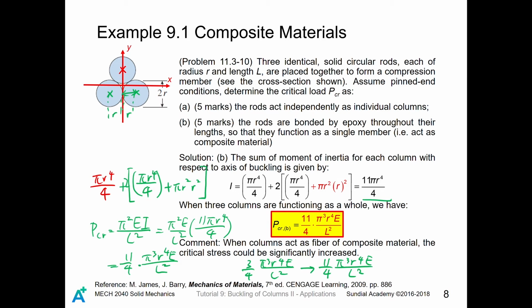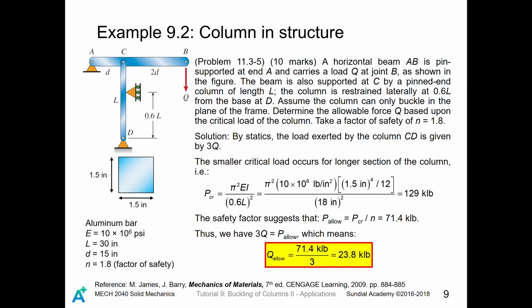So the conclusion is that if you can really bond all those rods together and have them perform as a single piece of column, then it will bring you extra available critical load. So this is basically what this problem is talking about. The moment of inertia effect plays a very important role here.